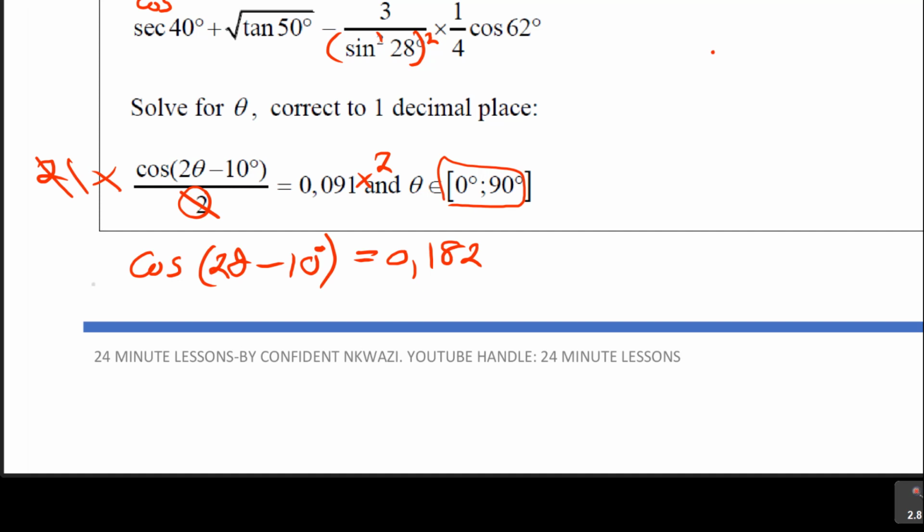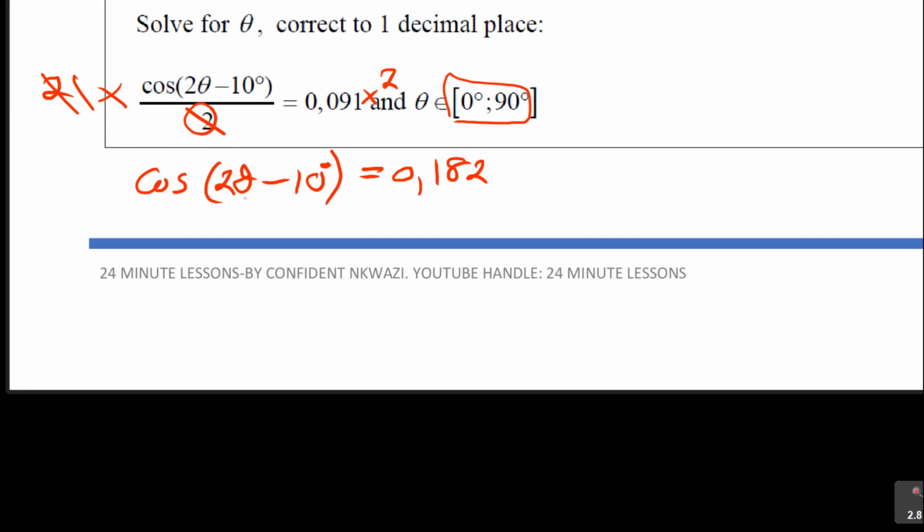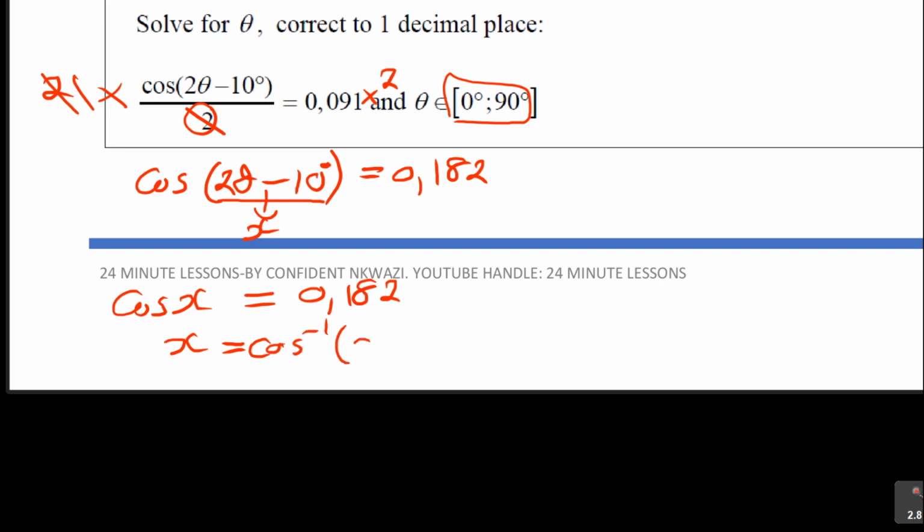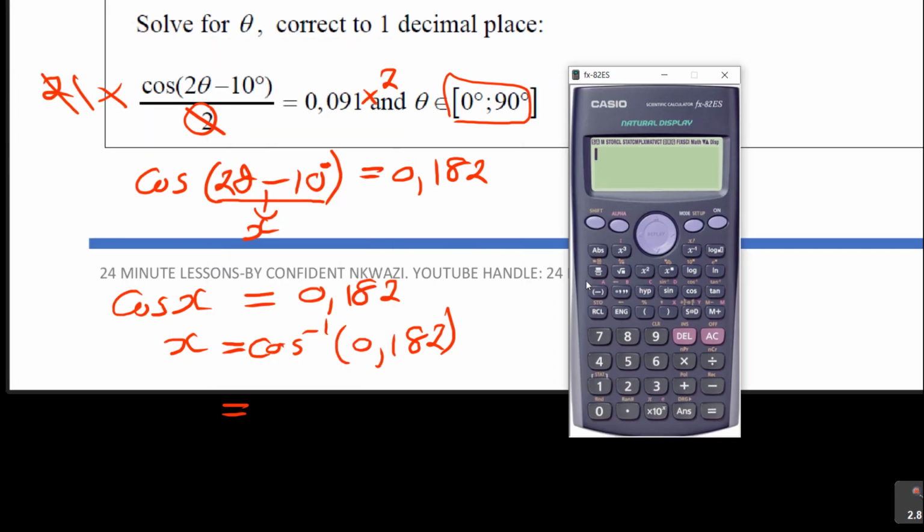That is where now I say to you, if you are now stranded at this stage here, you take this guy and say let it be x, so that you've got cos x is equal to 0,182. Then what is x? X is equal to arc cos 0,182. So it makes it easier to follow up. Now what is arc cos 0,182?